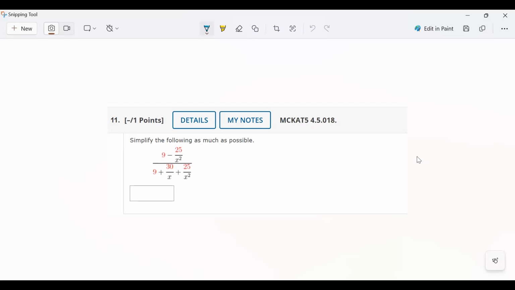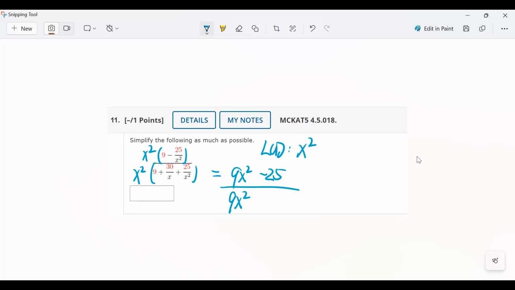All right, let's go over the solution. So the LCD here is going to be x squared. You're going to multiply every single term by x squared. So here, x squared. The bottom is multiplied by x squared. And now 9 times x squared is 9x squared. For the second term, the x squared cancels, you would just get 25 minus 25. On the bottom, 9 times x squared is 9x squared. The x cancels, 30 times 30, right, the middle term. Third term, cancel the x squared, you get 25.